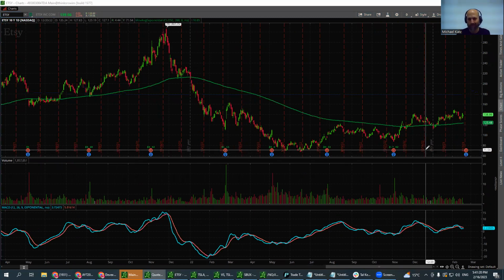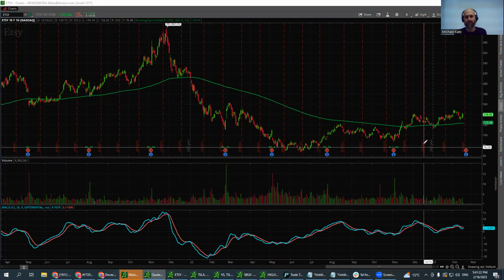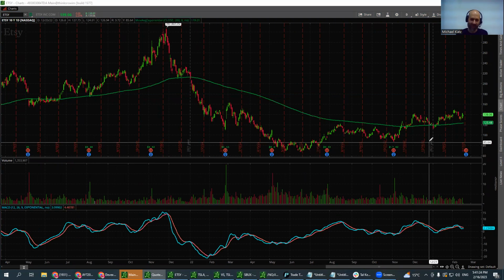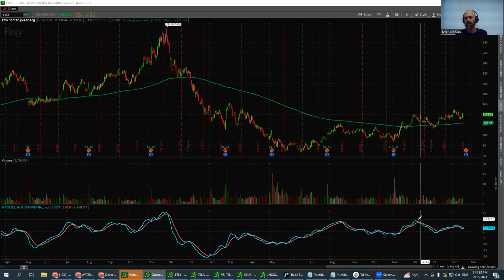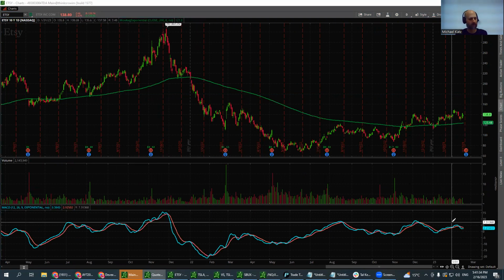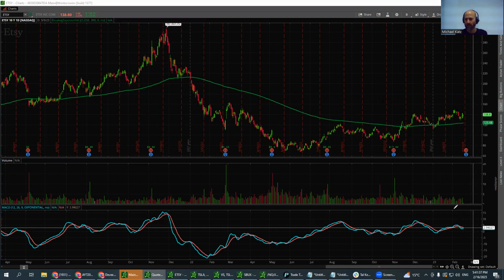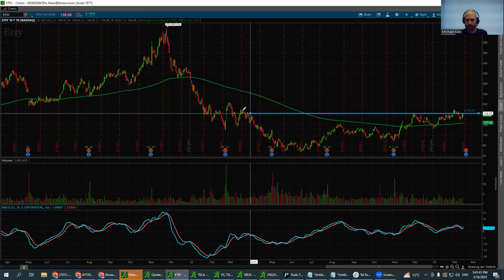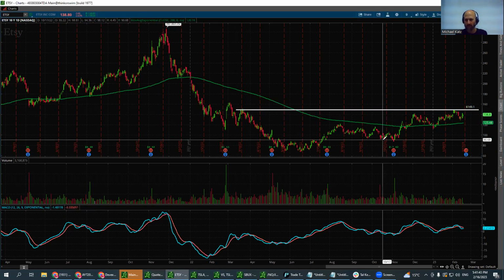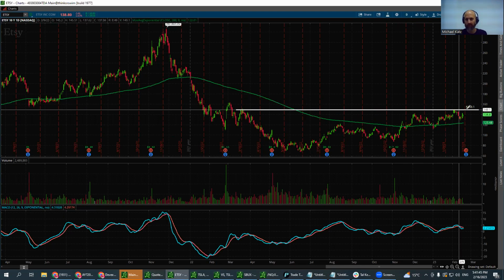Okay, kind of looking like Starbucks, to be honest. Maybe a bit weaker, but same chart, you know, a sideway with a little bit of trend up, negative divergence here. Not a lot to do with. We do have this resistance level at 149, 150-ish.